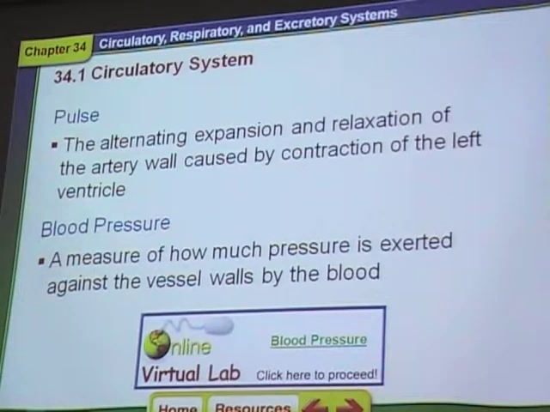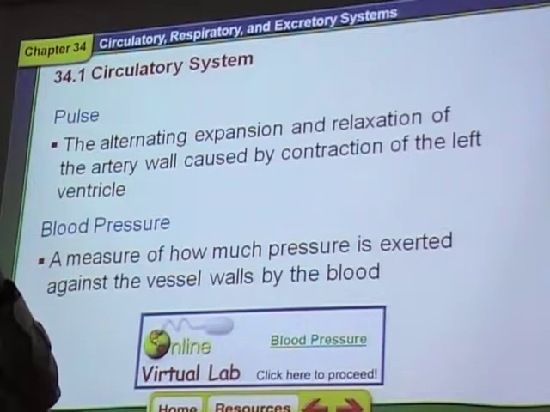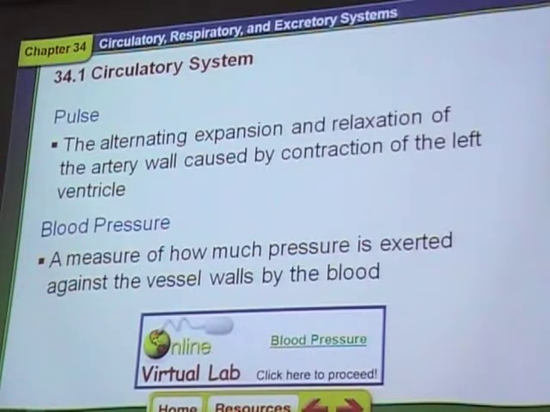The problem if it's too high is it's pushing so hard on the walls of the vessels, sometimes it'll break open the vessels. And if the vessels burst, it's called a stroke if it bursts in your brain, and it's called a heart attack if it bursts on the surface of your heart. So those aren't good things. Yes? An aneurysm is when a blood vessel breaks. And often it happens in the heart or in the brain.